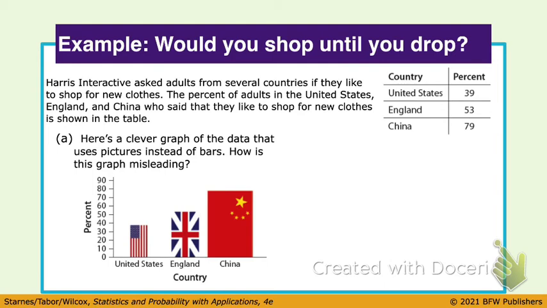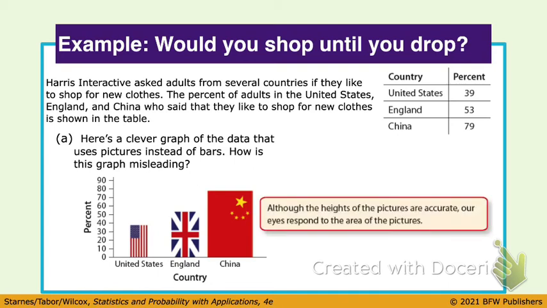But there's only a difference of 40%. So it's only double, but it looks 4 times. So the big thing here is, although the heights of the pictures are accurate, our eyes are responding to the width. So again, we don't want to have different widths. So why is this misleading? Because our widths are different.